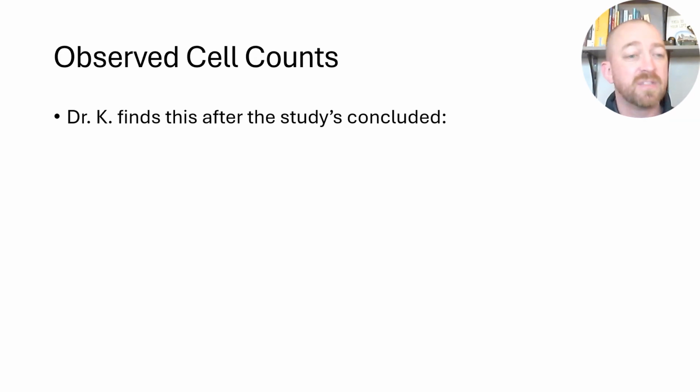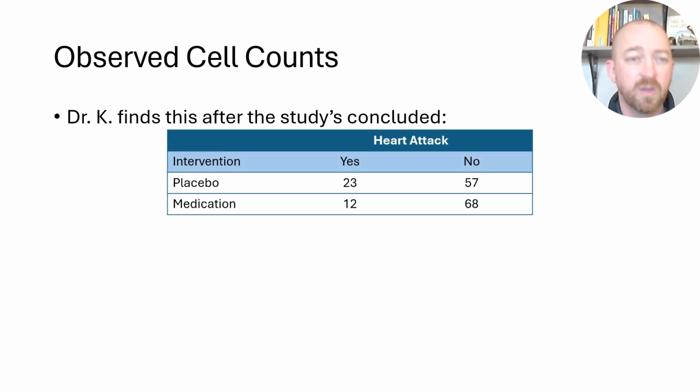So now let's imagine that these are the data that Dr. K found. In other words, 23 people received the placebo and they then had a heart attack within the study's time frame. 57 received the placebo and did not have a heart attack during the time of the study. 12 people received the medication and had a heart attack, and then 68 people did not have a heart attack after receiving the medication. Okay, now of course what we're doing here with this chi-squared analysis is asking, is the proportion of this to this different than the proportion of this to this, essentially? That's basically what we're looking at here.